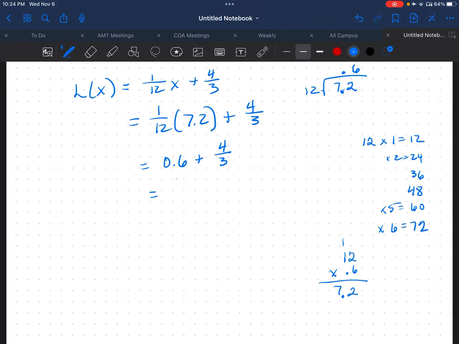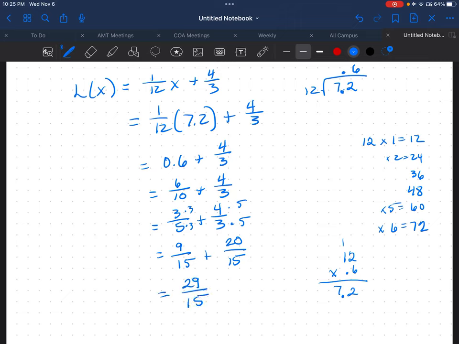This is like 6/10 plus 4/3. Lots of fractions. This simplifies to be 3/5. Then I'm going to do times 3 here and times 5 here to get a common denominator. So we think it's about 29 over 15, which is also not that nice, but it's somewhere around 2-ish, right?